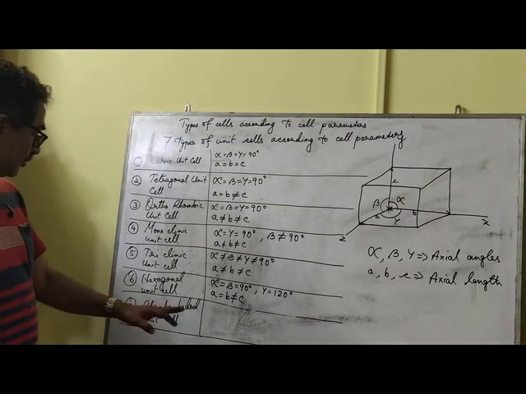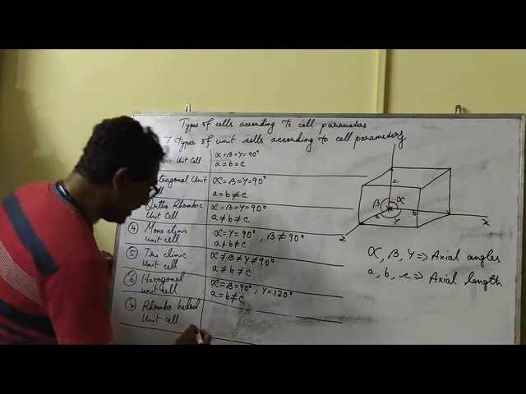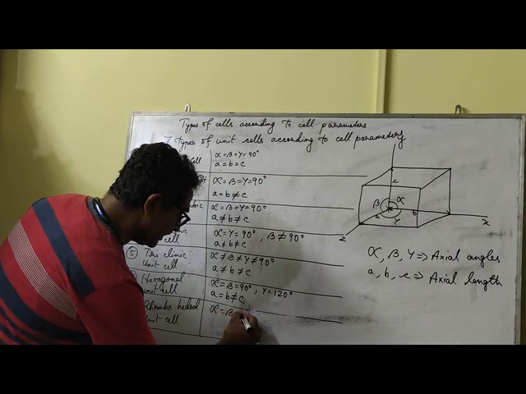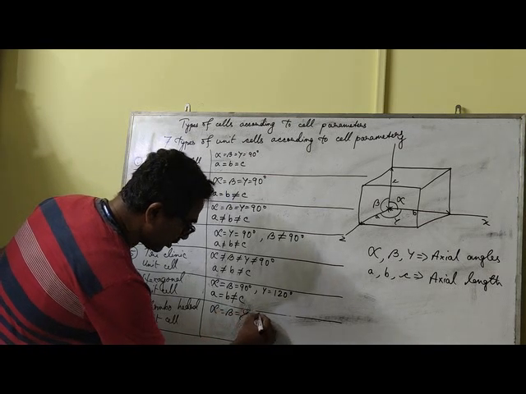Finally, in the rhombohedral unit cell, what do we have? We have angles which are equal. Alpha, beta and gamma are equal, but they are not equal to 90 degree.